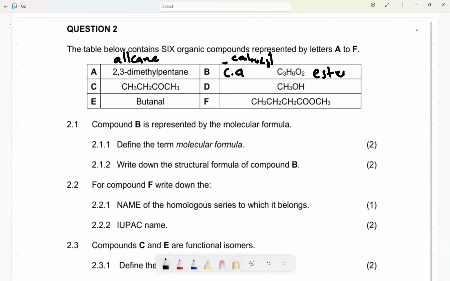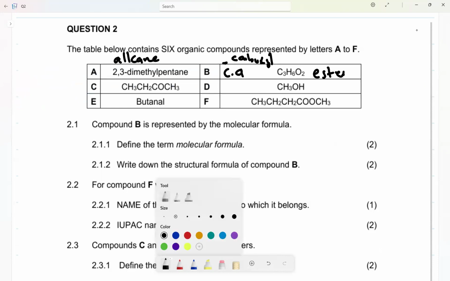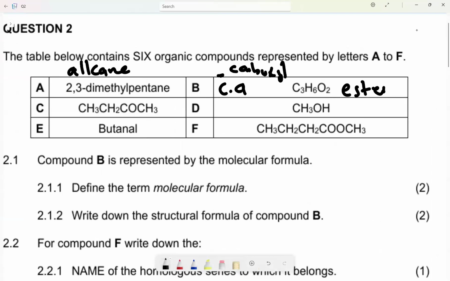The one that has an O in the middle, it is normally a ketone. Let us draw that and prove that to you. CH3, CH2, C double bond O, CH3. Can you see? This is a what? It is a ketone. And a ketone has a functional group that is carbonyl. Carbonyl.